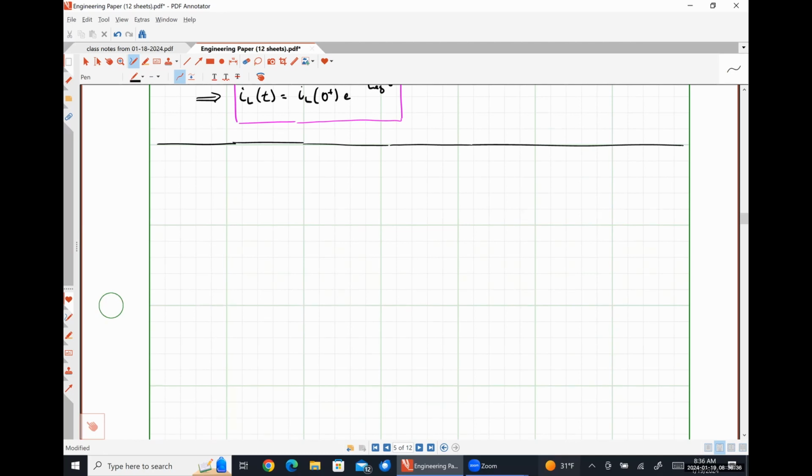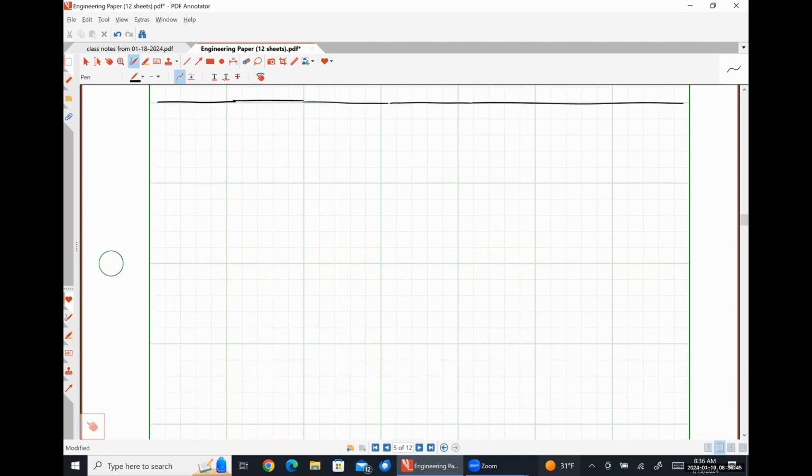Find one here in my notes. Okay, so this is going to be our circuit of interest. We are going to have a 1 millihenry inductor over here on the left. Let's put a 1 kilo ohm resistor here, a 1 kilo ohm resistor here.